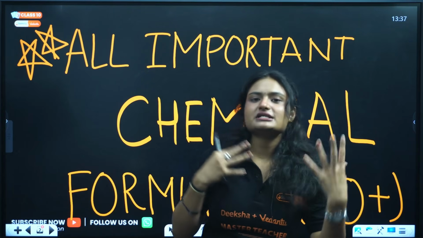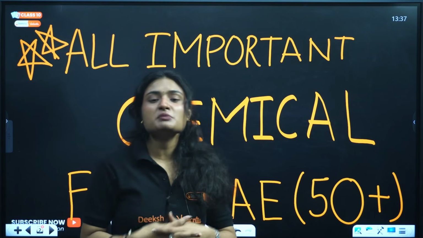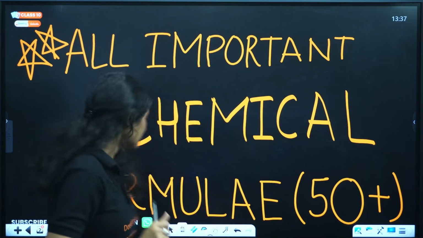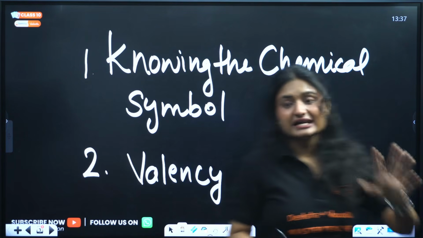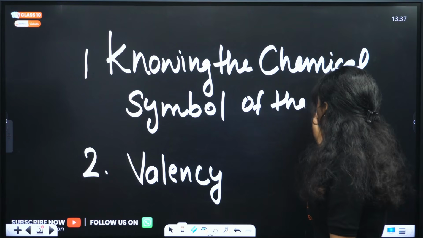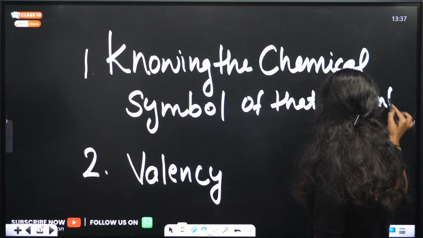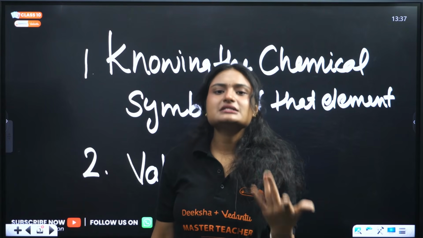Now, before telling you all these chemical formulas, you should remember how to write those chemical formulas. So here's a quick recap. Before writing any chemical formula, you should know the chemical symbol of that element. If you do not know the chemical symbol, then how will you write the chemical formula, right? For the chemical formula, you need the chemical symbol.